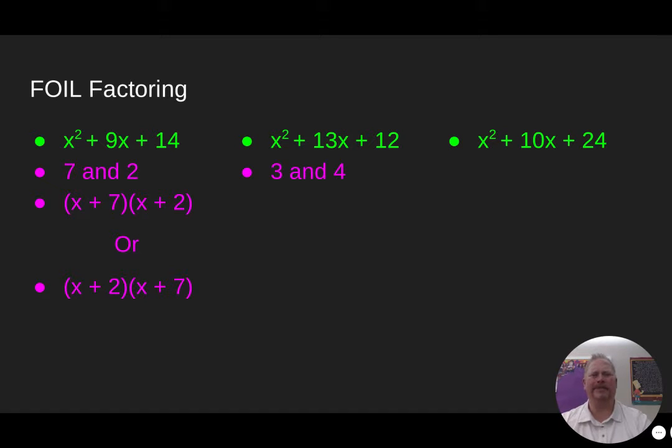That adds up to be 7, so that's not it. 6 and 2 multiplies to be 12, but it adds up to be 8. So that's not it. The only other one is 12 and 1, and those add up to be 13. So that's the pair of numbers that we're looking for.